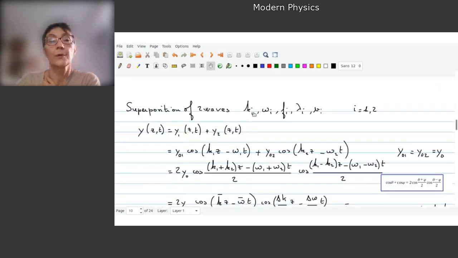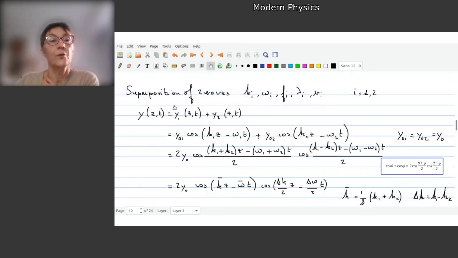So for example, if you have the superposition of two waves, with wave numbers k1, k2, angular frequencies omega 1, omega 2, frequency, wavelength, and propagation velocity, you write the superposition of these two waves as the sum of the two waves, y1 and y2.